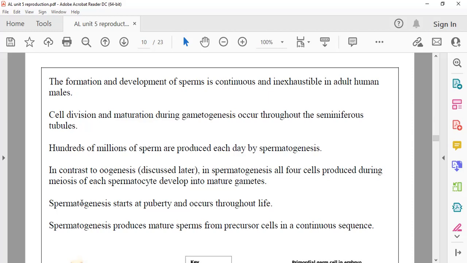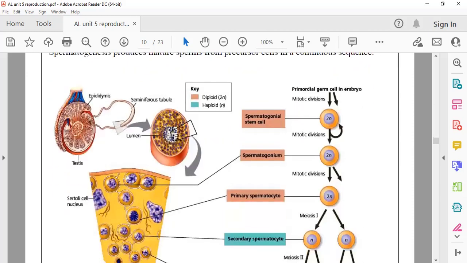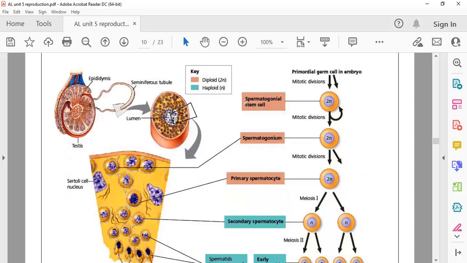Spermatogenesis produces mature sperms from precursor cells. Those precursor cells are, at the moment, spermatogonia. They come from what are called stem cells. Can you see spermatogonial stem cells here? Spermatogonial stem cells.